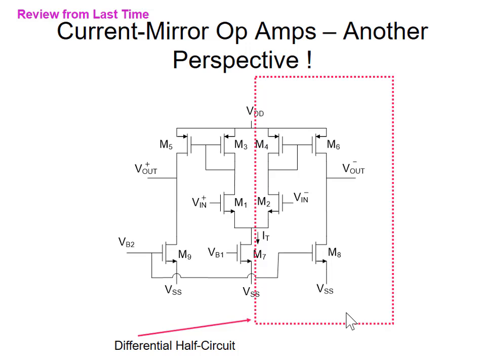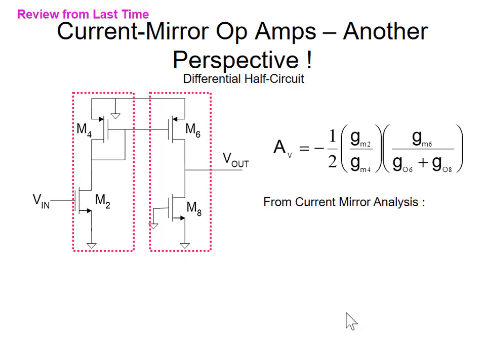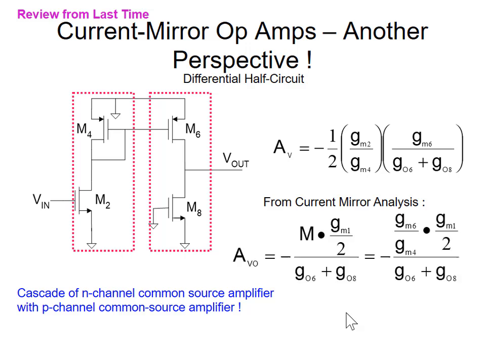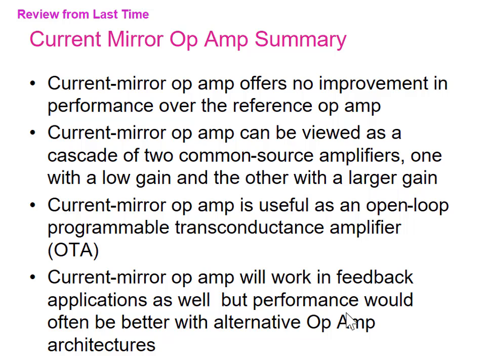So that's what I did not talk about previously. We also looked at a different perspective for the structure. We looked at trying to redraw this circuit here, and we saw that it was really a cascade of two amplifier stages, both common source amplifiers, one with N-channel inputs and one with P-channel inputs. And so that was actually a cascaded structure. Of course, we got the same gain expression we had before, just looking at the circuit in a different way.